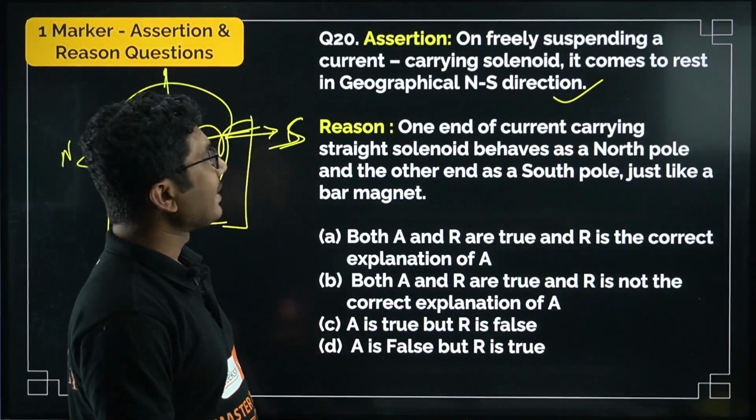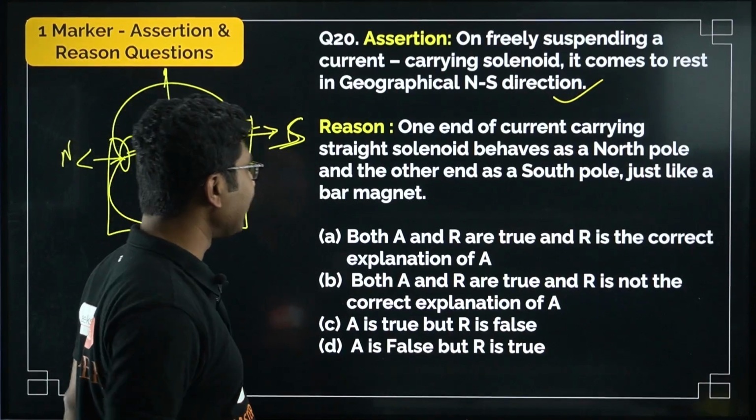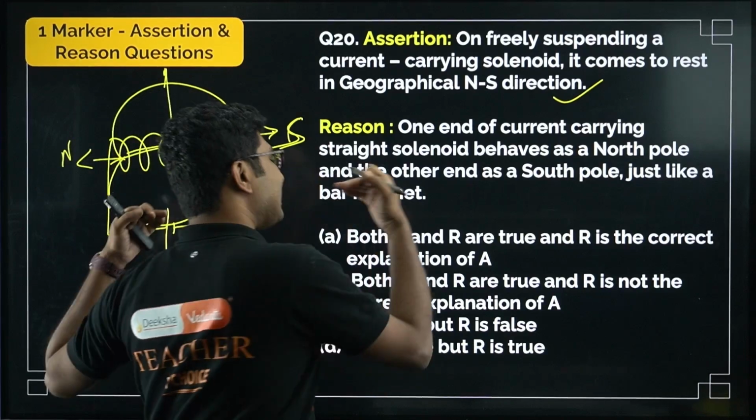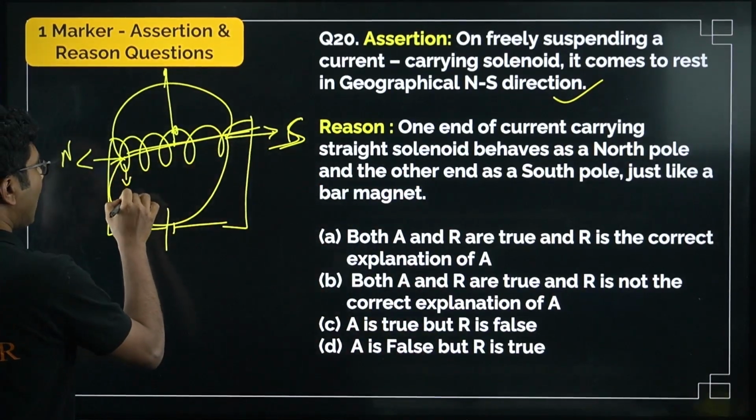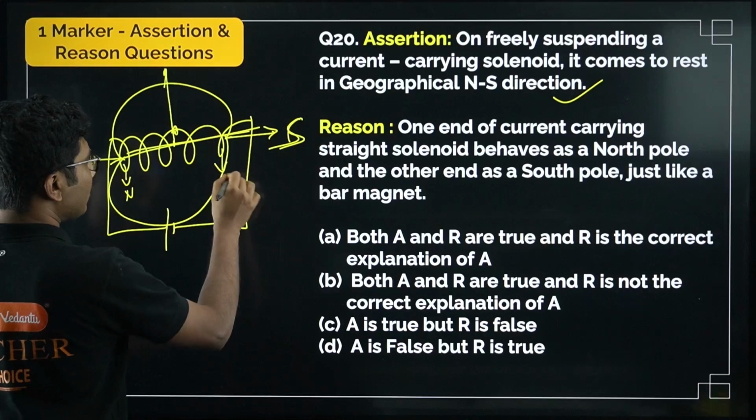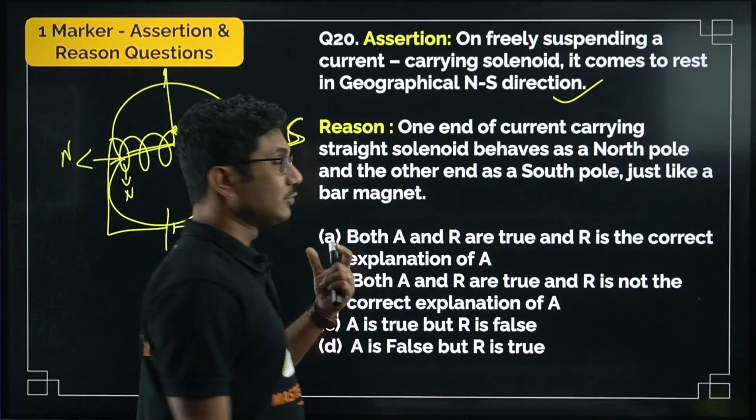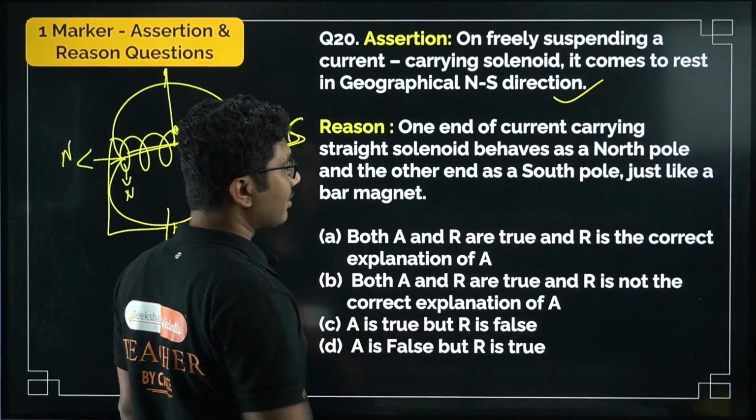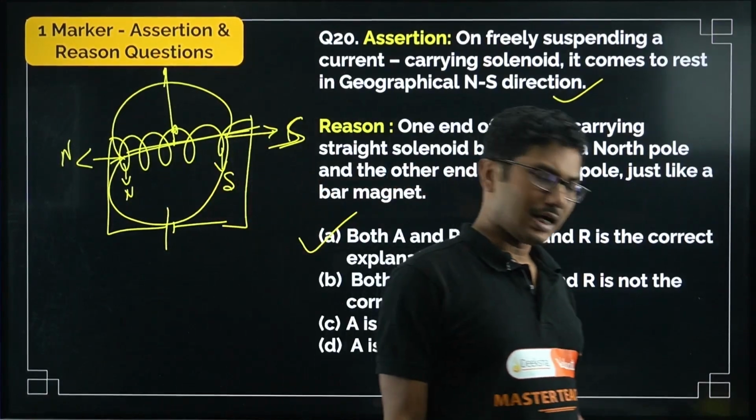One end of the current carrying straight solenoid behaves as a north pole and the other end as a south pole, just like a bar magnet. Yes, the same explanation is given here. That's why a solenoid behaves as a bar magnet. So definitely both A and R are true, and R is the correct explanation. So option A is the correct answer.